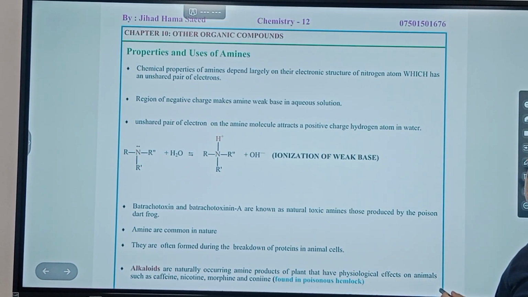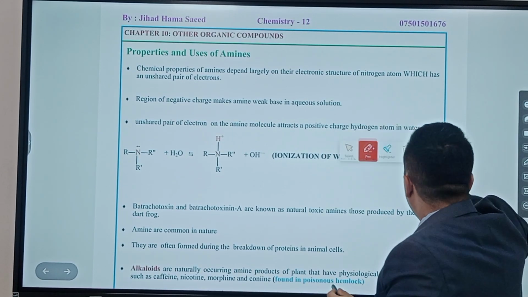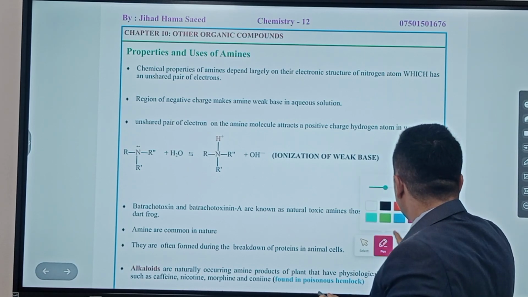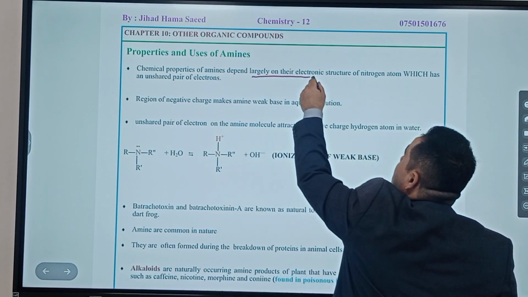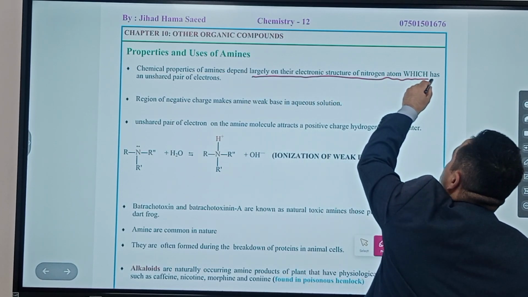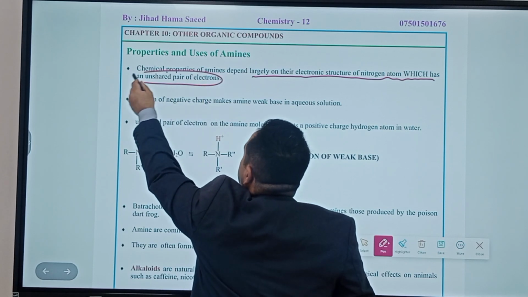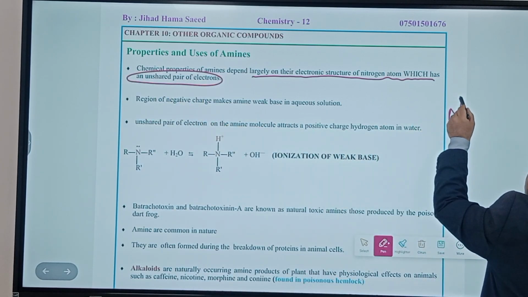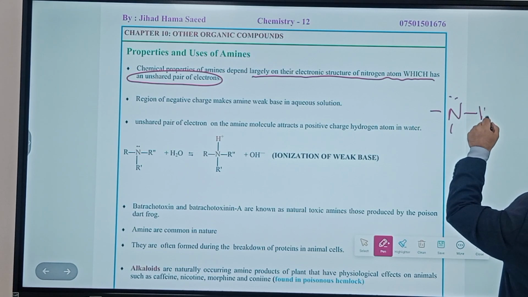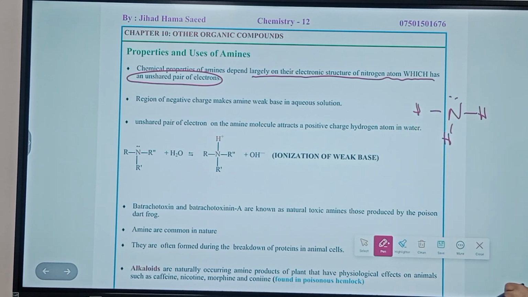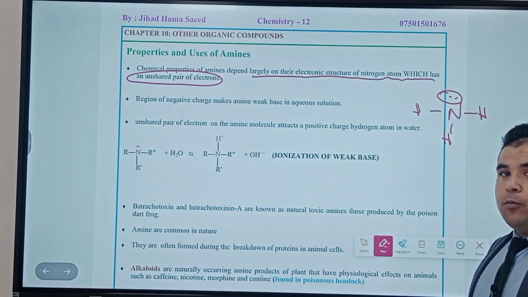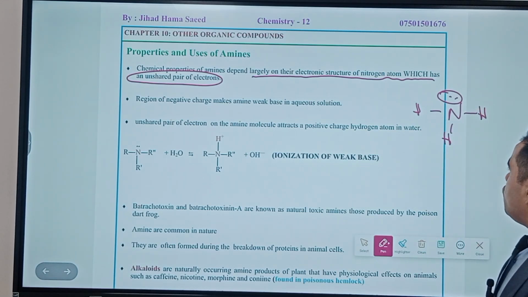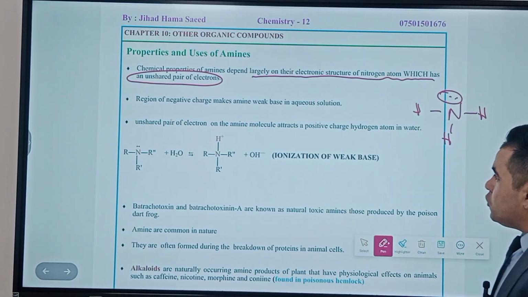Properties and uses of the amine, guys. What are the properties of amines, the usage and the applications? The chemical properties of amines depend largely on the electronic structure of nitrogen, which has an unshared pair of electrons, guys. Nitrogen, as you can see, has this structure. This is ammonia, NH3. The nitrogen has a pair of electrons which is unshared, and most of the properties of amines depend on this electronic structure of the unshared pair of electrons.